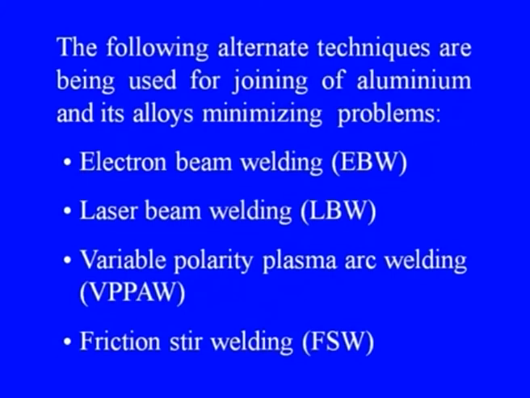One is electron beam welding, EBW, another is laser beam welding, which we will be discussing shortly in another session. Then variable polarity plasma arc welding, VPPAW, and one process which is frequently being applied is friction stir welding.